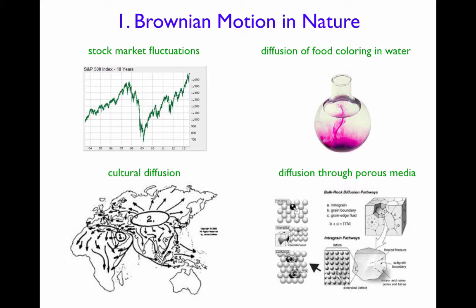Another example is the diffusion of food coloring in water. Take an ink dropper and drop a drop of food coloring in a beaker of water, and you'll see it slowly spread out. The way that it spreads out is governed by diffusion. Another example is the cultural diffusion of practices across different civilizations. And finally, diffusion of fluid through some porous medium, such as water flowing through a porous rock.